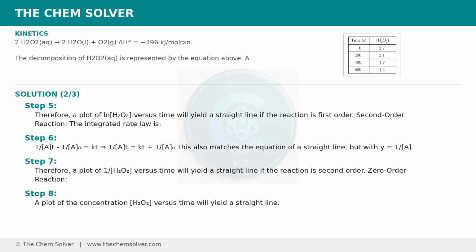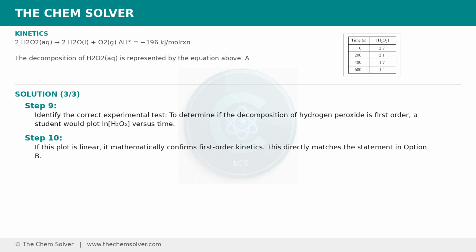Zero-order reaction. A plot of the concentration [H2O2] versus time will yield a straight line. Identify the correct experimental test.